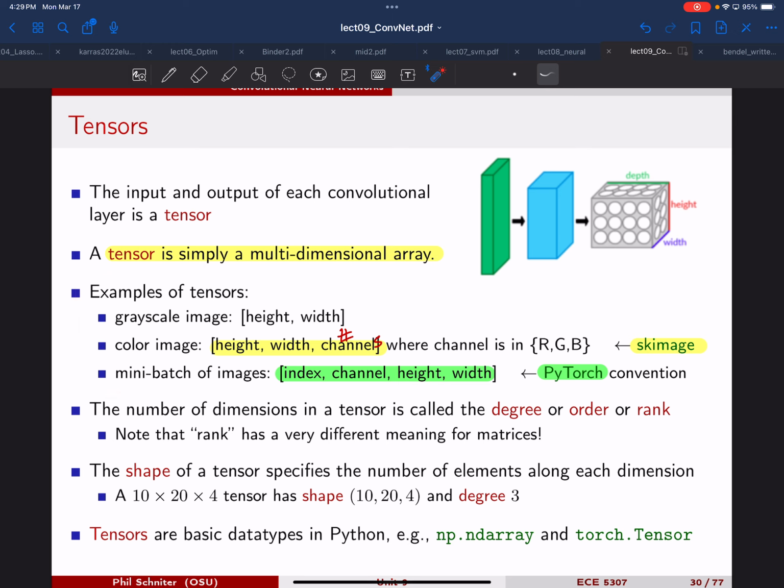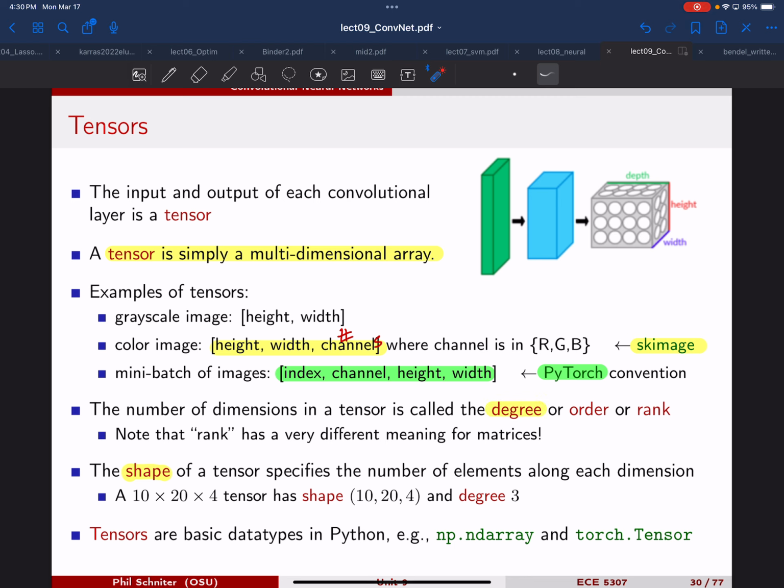Okay, and just in terminology, the number of dimensions, sometimes people refer to it as the degree or the order or the rank. What's a bit confusing is that the word rank for matrices has a totally different meaning. As we know, it's the number of linearly independent columns in a matrix. But when you talk about the rank of a tensor, you're really just talking about how many dimensions it has. And then the shape of a tensor is a list of numbers that tells you exactly what those dimensions are. So if you had a data cube that was 10 by 20 by 4, then it would be a tensor with degree 3 and shape 10, 20, 4. So those are just some terminology.